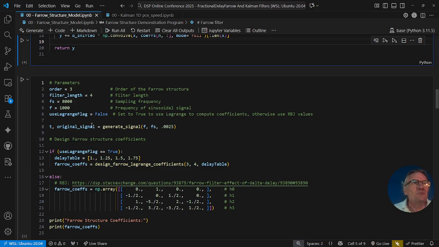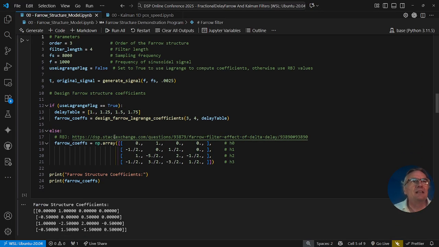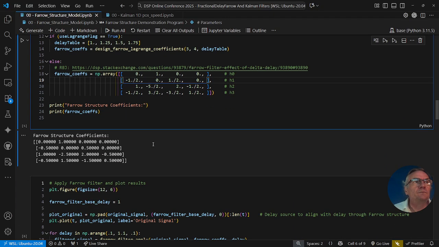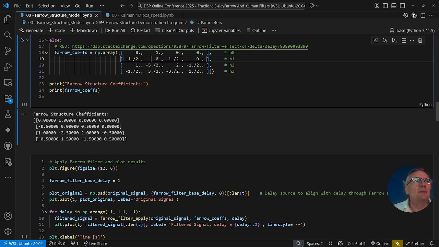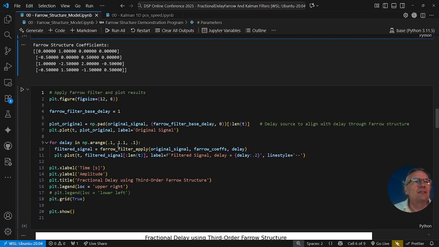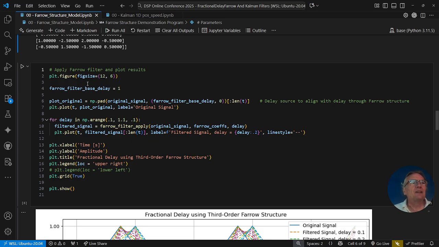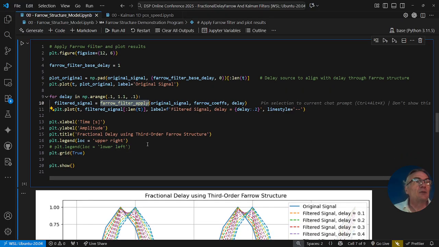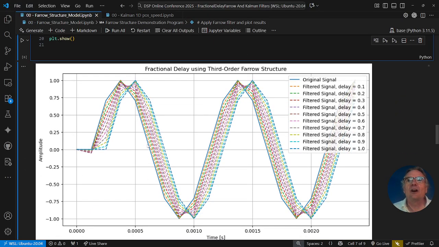You can choose whatever kind of signal that you like for testing this once you've downloaded the code. Here are the RBJ's coefficients. I just print them out because you can try different sets of coefficients, and then here we apply the fractional Farrow filter, and we plot the results, and here are the results.